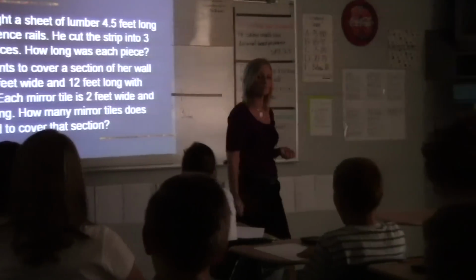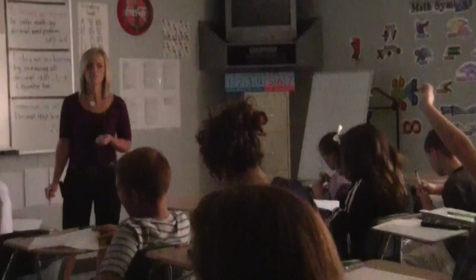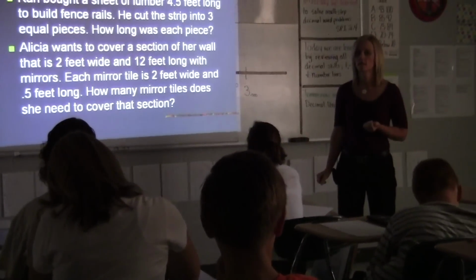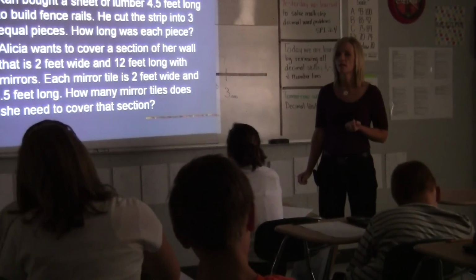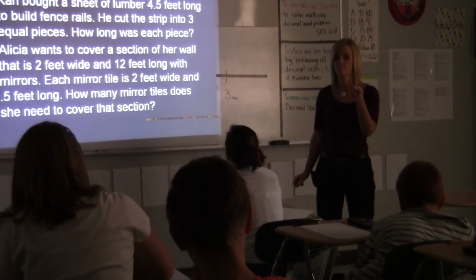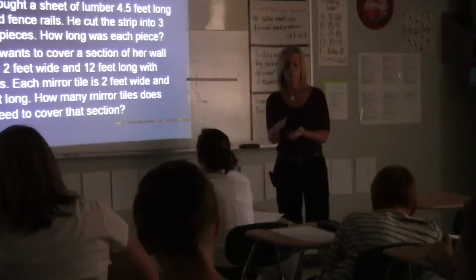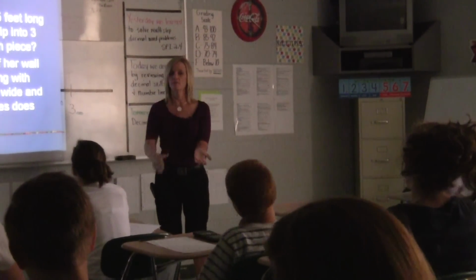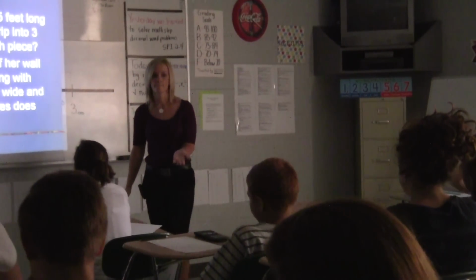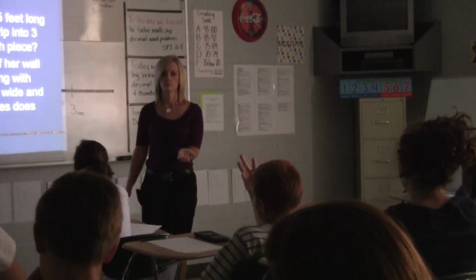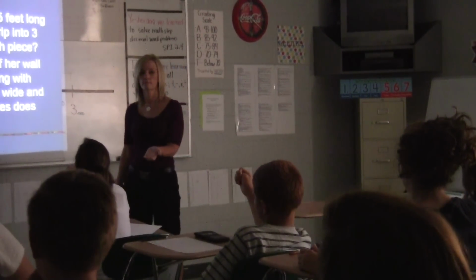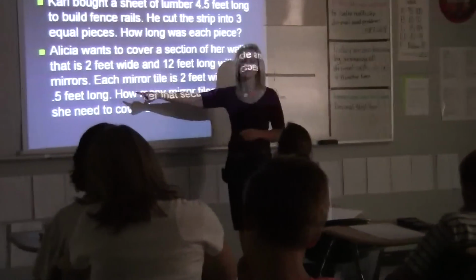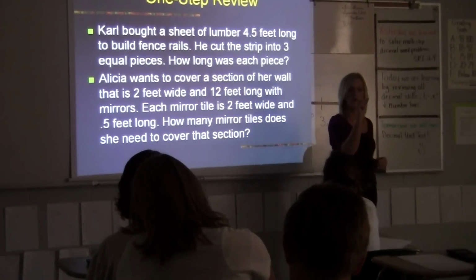Did anybody do it differently? Jordan, can you do that one differently? I multiplied 12.5, but I got 6, so I did it wrong. Okay, because we're thinking if we've got 12 feet this way, it's going to take more than 6. How many is it going to take? 24.